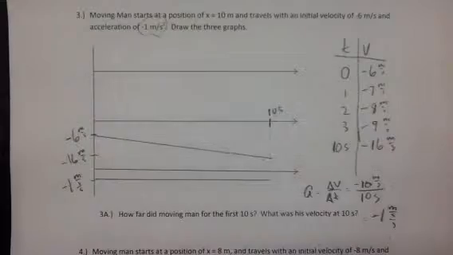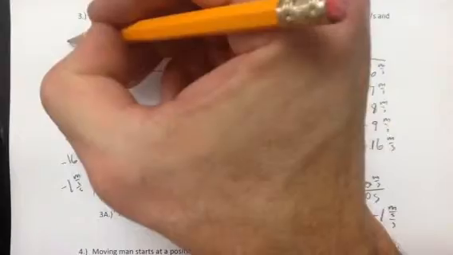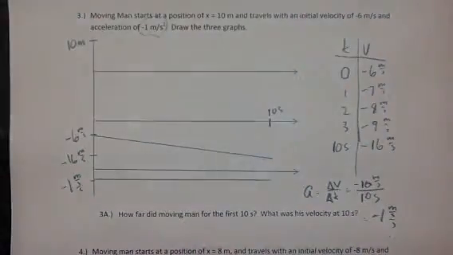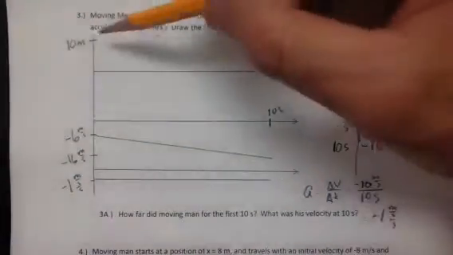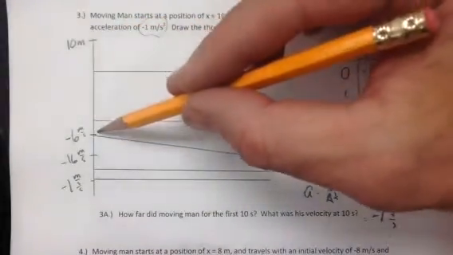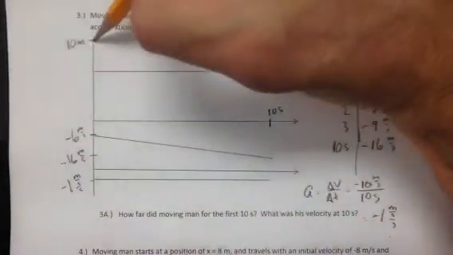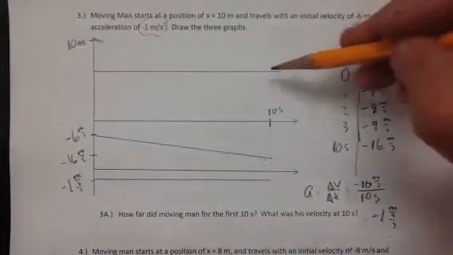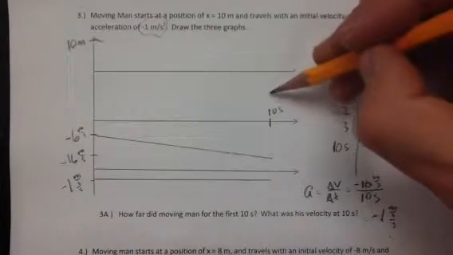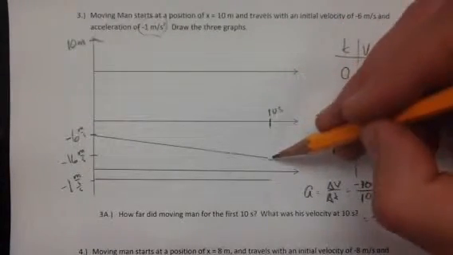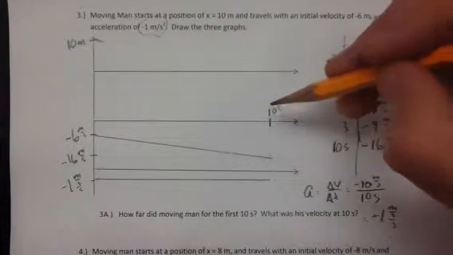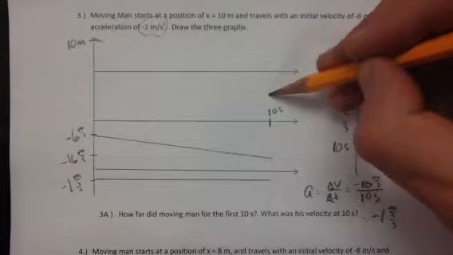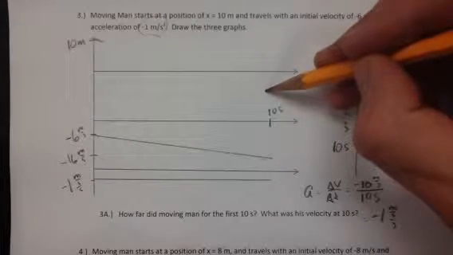On our position graph, we can see that we start off at x equals 10 meters. Make this graph a little bit longer. We start off x equals 10 meters. And we know that the slope of the position graph gives us the velocity. So initially, when we start off, our slope is going to be negative 6. And when we finish at 10 seconds, our slope is going to be, since the velocity at 10 seconds is negative 16, that means the slope of the position graph will be negative 16 meters per second. So it's going to be even steeper in the negative direction.